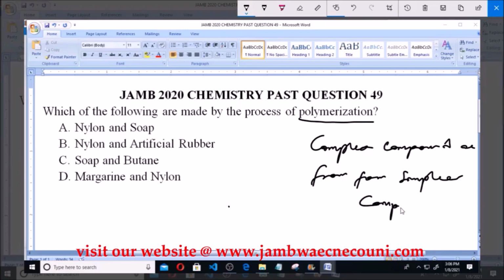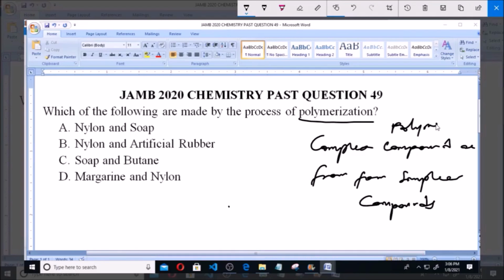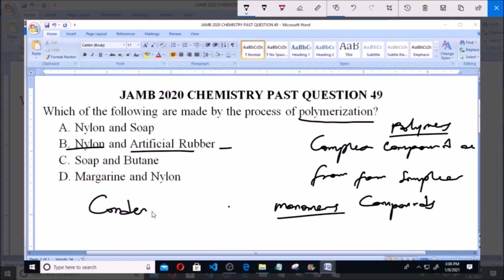Now we call these complex compounds polymers. The complex compounds are called polymers, and then the simpler ones, or their units, we call them the monomers. That is their monomeric units, monomers. Now, which of the following are made by the process of polymerization? Nylon and artificial rubber are the two substances here that are made by polymerization. We have two types of polymerization, but that of nylon and artificial rubber is what we call condensation. We call them condensation polymers.